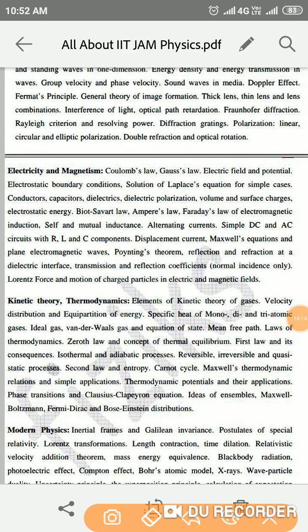Now moving to our next unit, that is electricity and magnetism. So quickly we see that first there is the part of electrostatics, in which you have to know about Coulomb's law, Gauss law, basic 12th standard. Then electric field and potential, and the electrostatic boundary conditions that are very important in this part. And the solution of Laplace equation for simple cases, that is also important.